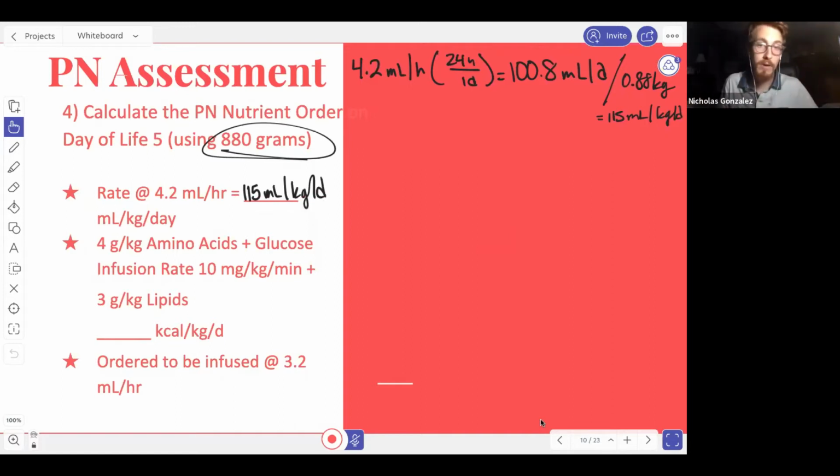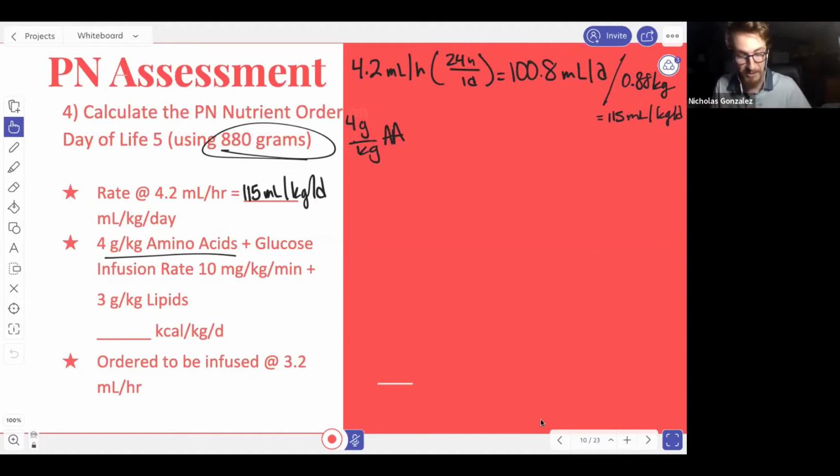Okay, now we're going to take a look at the nutrients within the PN, the bag, and see what value in terms of calories are going to provide us based off of the amount of these nutrients. So we're going to start first with the amino acids. So we have 4 grams per kilogram of amino acid. And we want to know what that would give us in calories per kilogram.